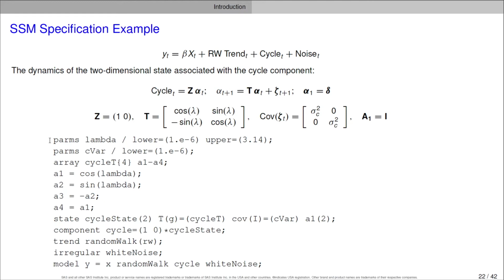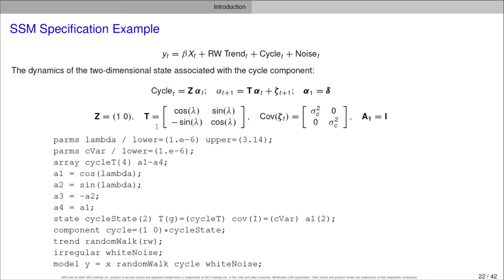The first two PARMS statements define lambda and sigma squared c. This C bar corresponds to this sigma squared c parameter. By the definition of lambda, it ranges between a lower bound of a number close to 0 and an upper bound near pi. So the lambda ranges between 0 to pi as we want it. The variance parameter C bar has a lower bound of 0.